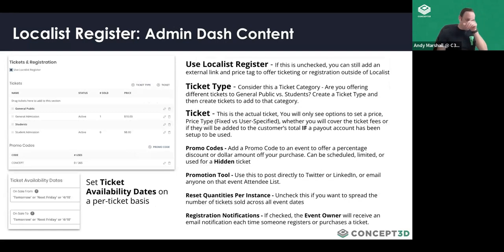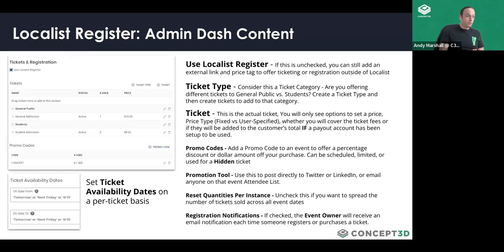Okay, so we're going to take a quick look at the tickets and registration tab right in the Localist admin dash, which is what you're going to see when adding tickets, and also very shortly when we take a quick tour of the platform. So this one right here, Use Localist Register, that is a big one. And if you intend to actually use Register for an event, this box must be checked.